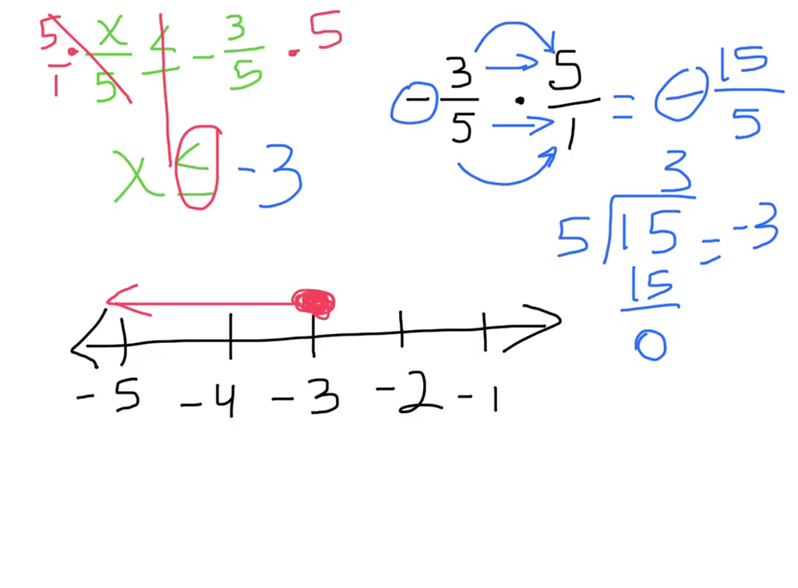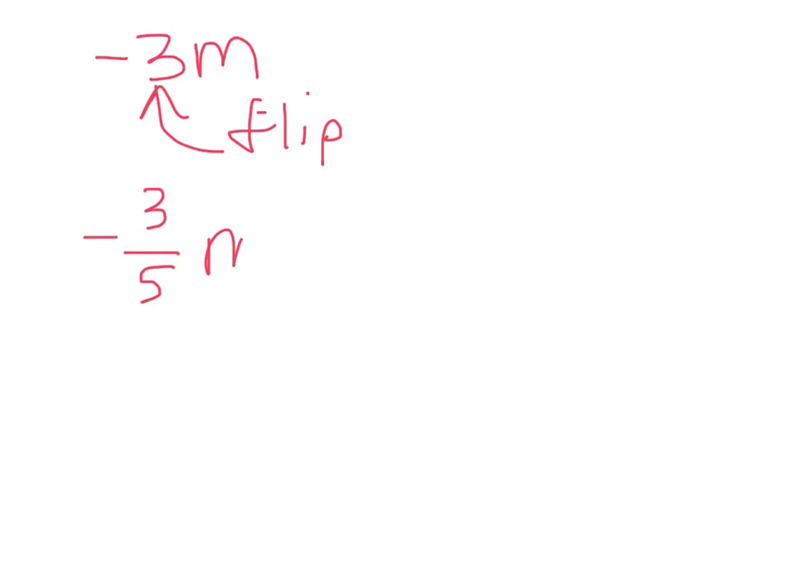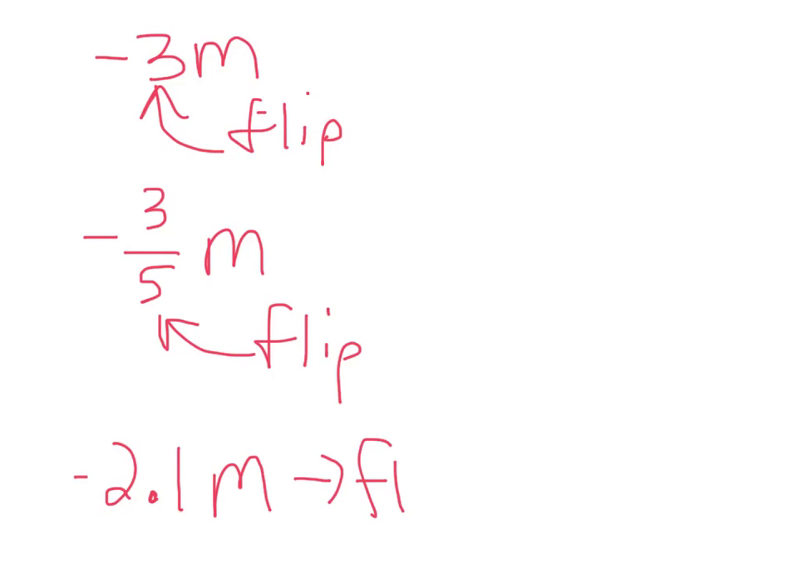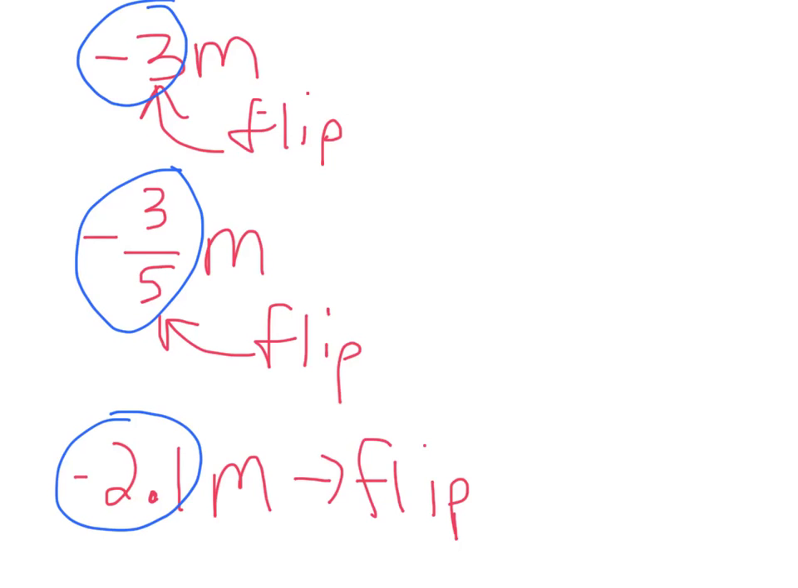So to review, when we flip our symbol, let's remember that if you have a negative coefficient, in this case, negative 3, you would flip. If you have negative 3/5 m, that fraction is negative, so you would flip. If you have negative 2.1 or negative 2 1/10 m, you would also flip this one because your coefficient, which is the number in front of the variable, is a negative.